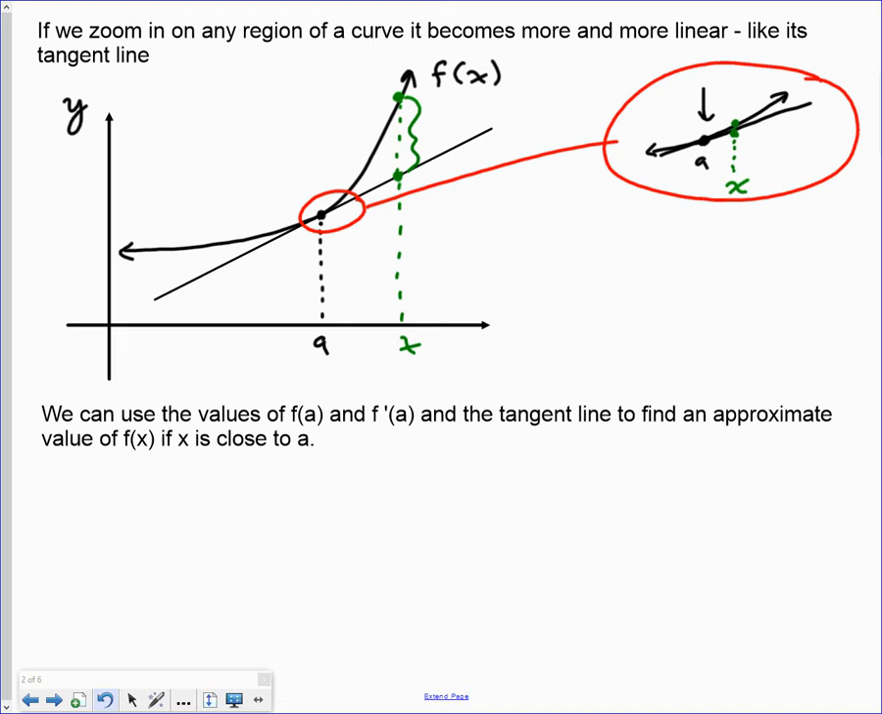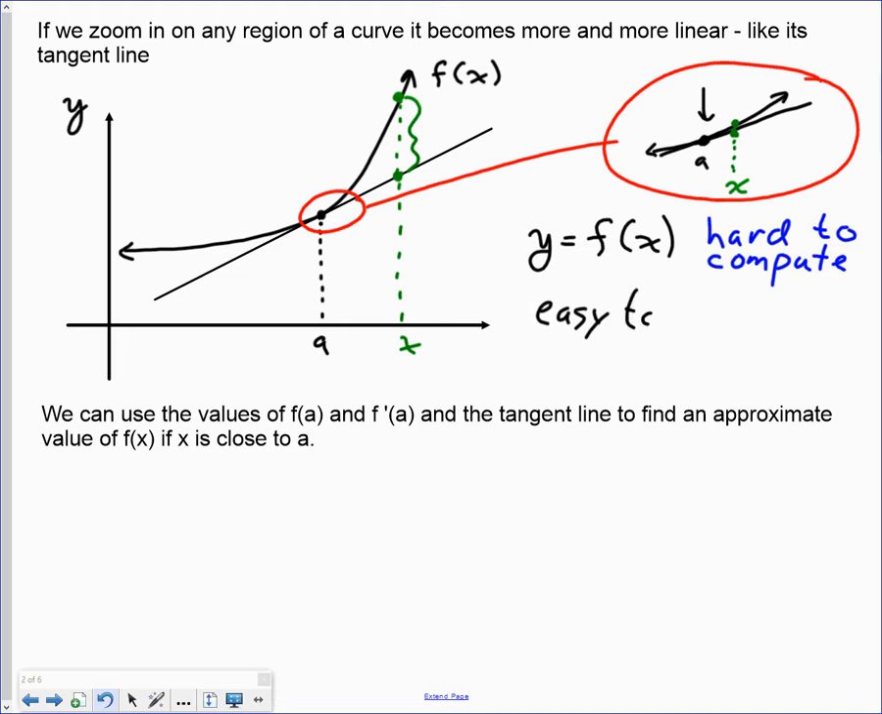Now, in what cases is this useful? Why not just use the original function to calculate these things? Why bother using this tangent line approximation? This is often done in cases where you want to find y equals f of x, and in some cases this can be very, very hard to compute. You've got a very complicated function that is computationally expensive to evaluate. But it might be easy to find the value of that function at a particular value of a.